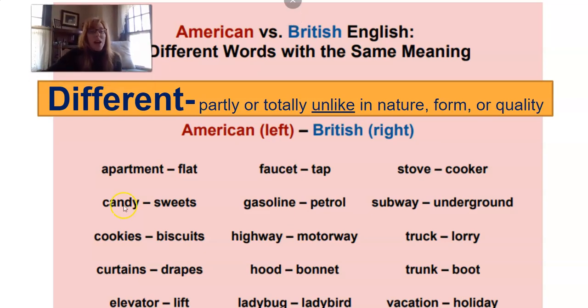All right, so we have for an apartment, this would be the American, what you would say in America, and then you have what you would say in Britain. You would call your apartment your flat.